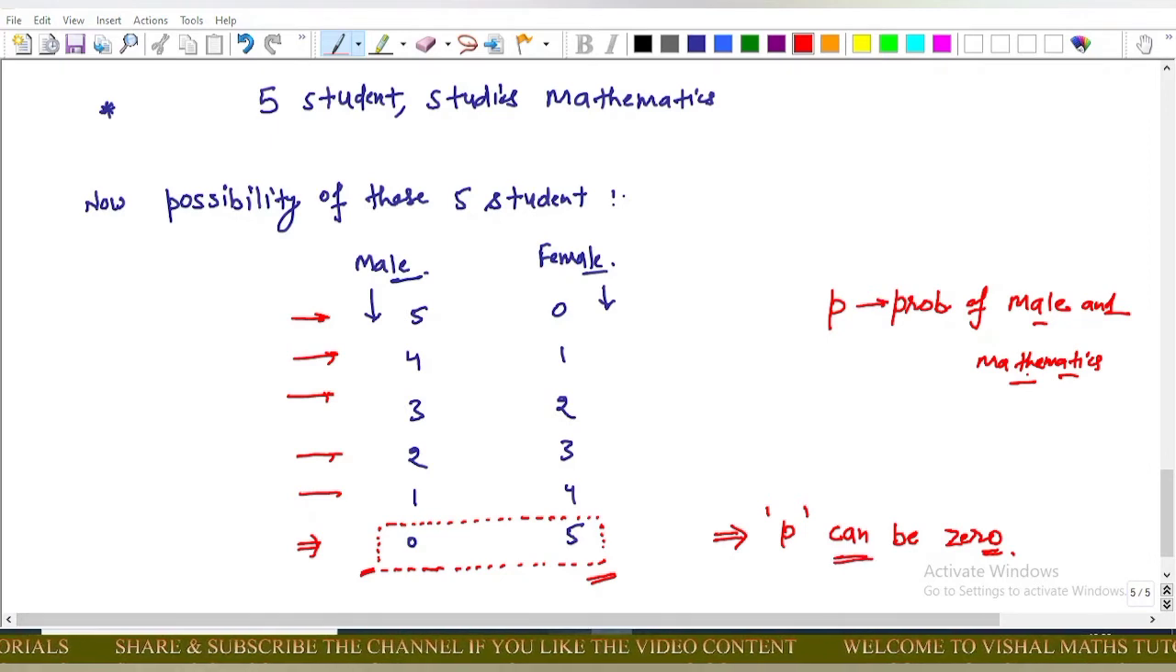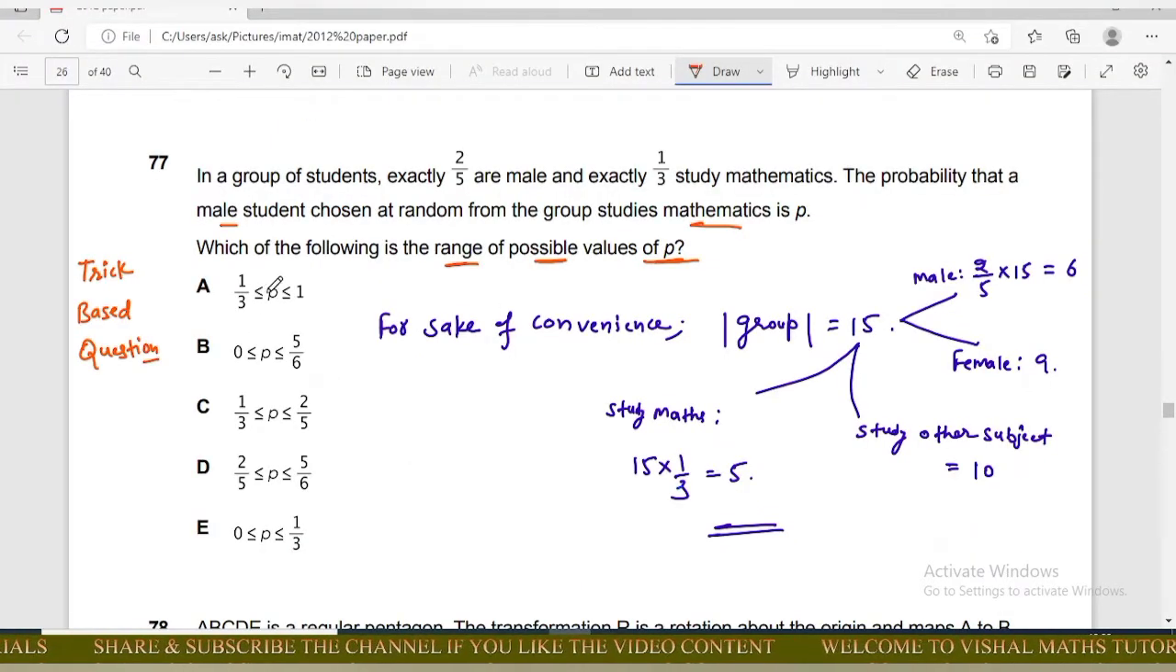Now come to the options. In this first option, p = 0 is not included, so it is incorrect. This is also incorrect, this is also incorrect. So we are left with option B and option E. Now we notice that the range of option B is larger than the range of option E. So for more correctness, option B is correct and option E is incorrect.